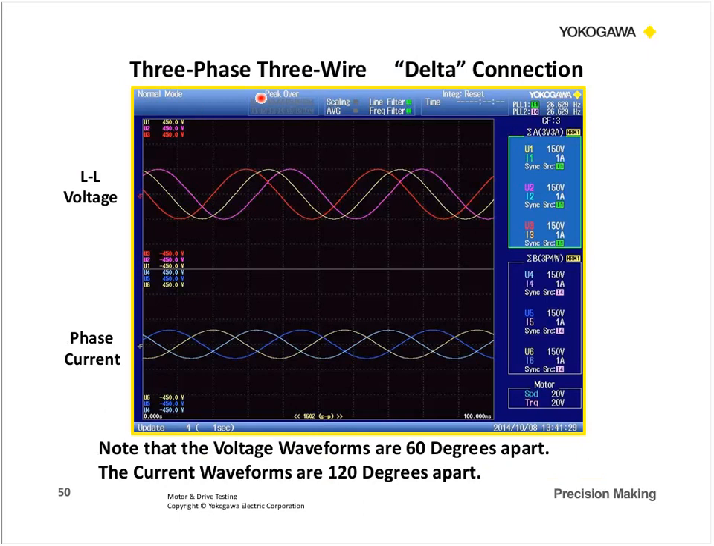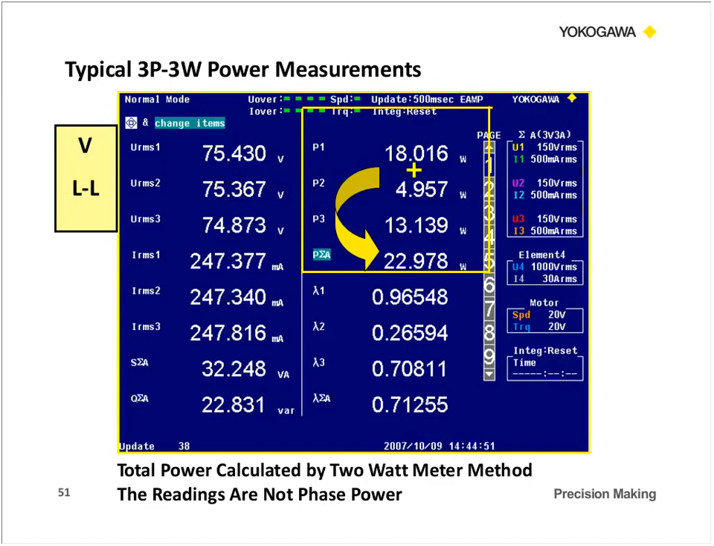So on the three-phase, three-wire, we call this a delta connection. If you've heard the word delta, this is a delta connection. But now look what happens to our voltages. It's not the typical 120 degrees apart that we would think about with our AC line. Our phase currents, those are 120 degrees apart. But the voltages are 60 degrees apart. Well, what happened here? This is about the time you guys are calling us saying something's wrong with the power meter, or how do I hook it up?